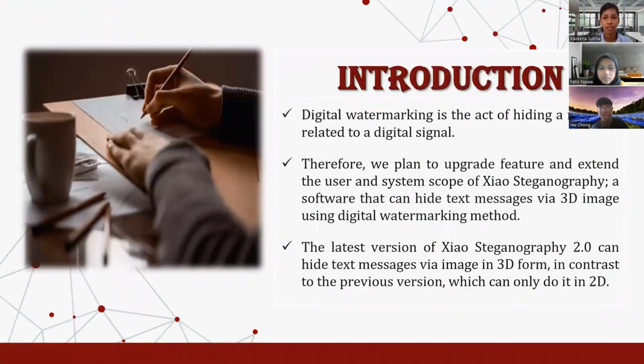So let's move on to the introduction. Digital watermarking is the act of hiding a message related to a digital signal. Therefore, we plan to upgrade, feature, and extend the user and system scope of CL Steganography, a software that can hide text messages via 3D image using the digital watermarking method. The latest version, CL Steganography 2.0, can hide text messages via image in 3D form, in contrast to the previous version, which can only do it in 2D.